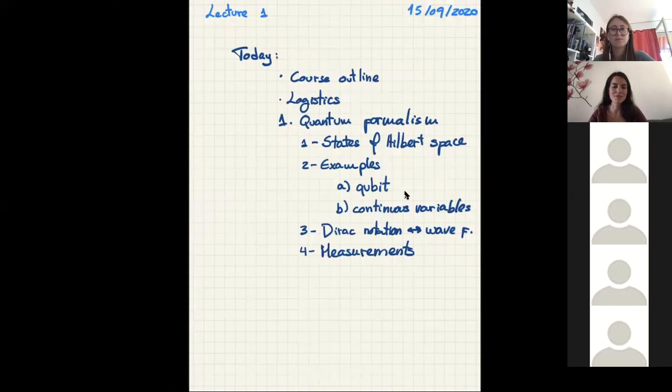Very good. Okay, so today we'll talk a little bit about the course outline and motivation for this course. Then I'll tell you a little bit about how it's going to work in the semester. And then we'll start right away with the beginnings of quantum formalism. We'll not say much today, but we'll talk about states, give some examples, see what notation we're going to use, and talk about measurements.